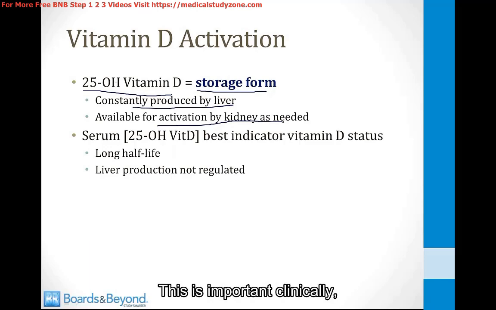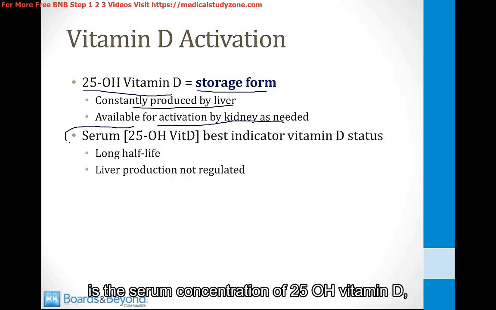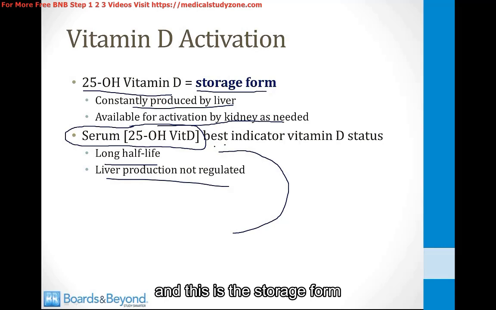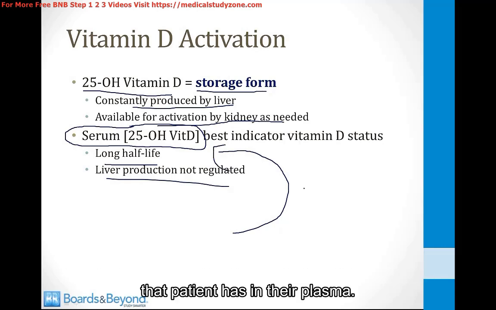This is important clinically because when you want to check someone's vitamin D status, what you measure is the serum concentration of 25 OH vitamin D. It has a long half-life, the liver production is not regulated, and this is the storage form, so you will detect how much storage form of vitamin D that patient has in their plasma.